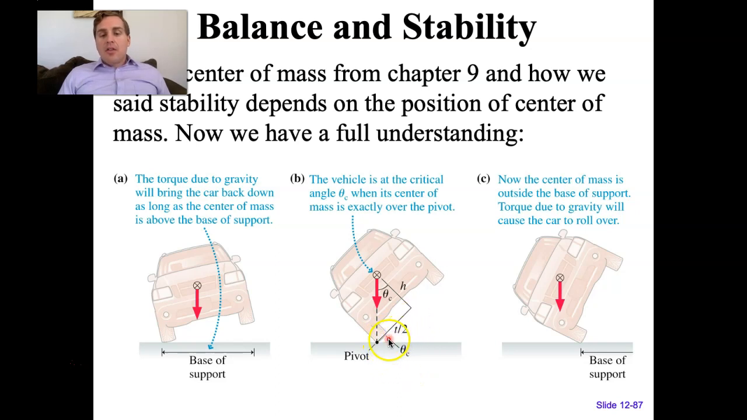And then notice that the critical angle is going to be having a lever arm that is perpendicular to the base of support, which is half the width of the base of support. So notice in situation B, the vehicle is at its critical angle, and it's exactly where the center of mass is directly over the pivot point. Finally, the center of mass is, in this last situation, outside the base of support. So the torque due to gravity will cause the car to roll over. And that is to say, if we're outside that base of support, there's no hope for stability for this car.